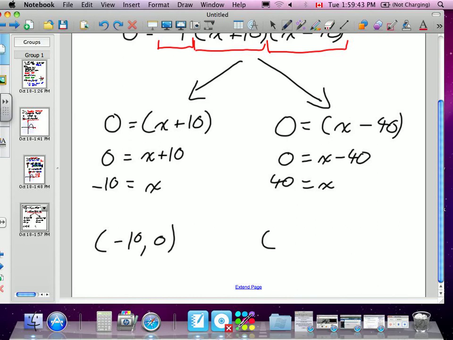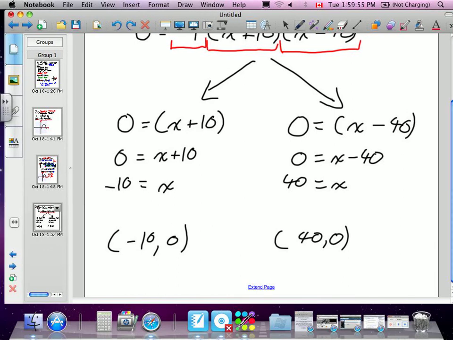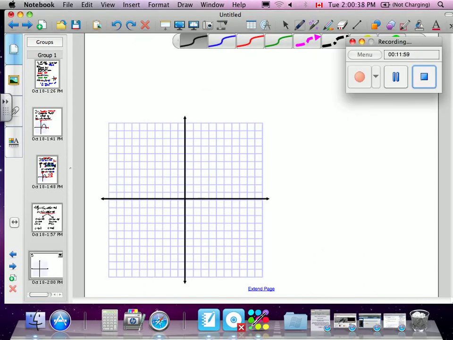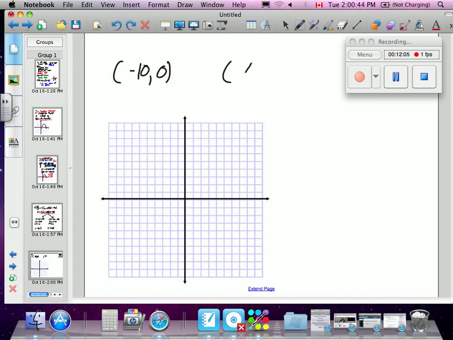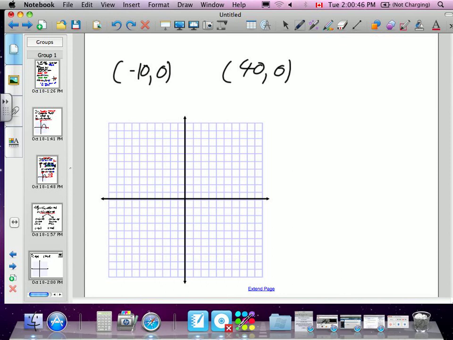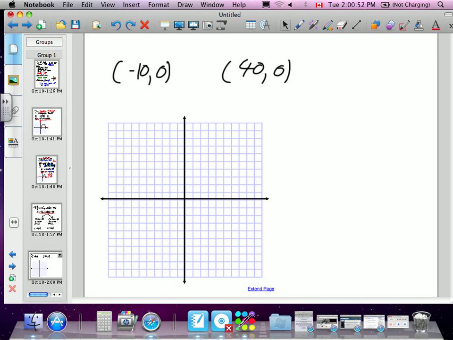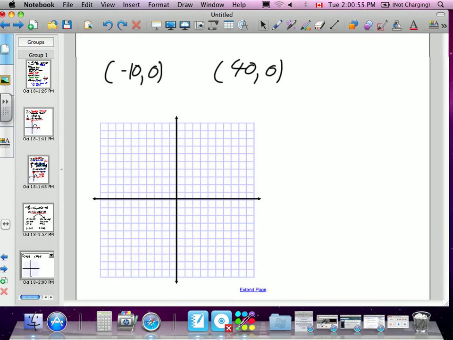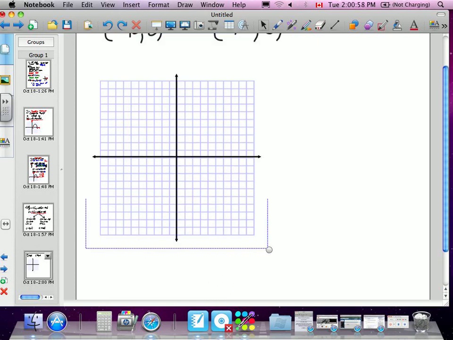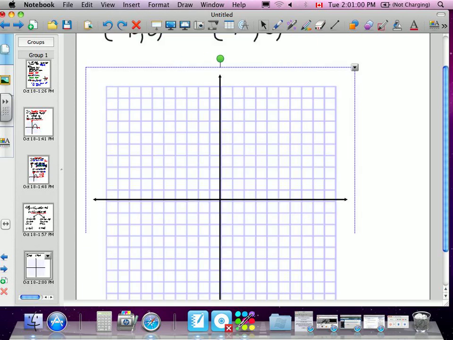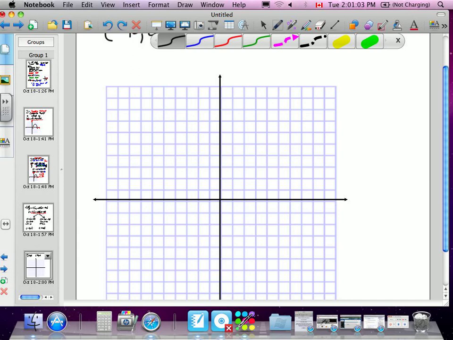So I'm actually going to plot these points now. It's almost like flipping, depending on what the factor is. All right, so remember our coordinates were negative 10, 0, and 40, 0, okay? We know that we have a parabola. We're going to quickly label this graph. Let's make it bigger. Here we go. We know that this graph has to reach 40, so I'm going to go up by increments of 10. So I got 10, 20, 30, 40, 60.